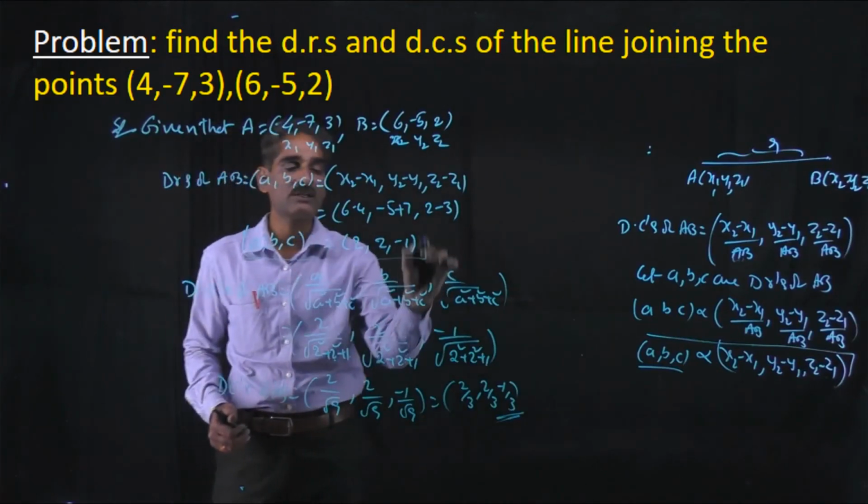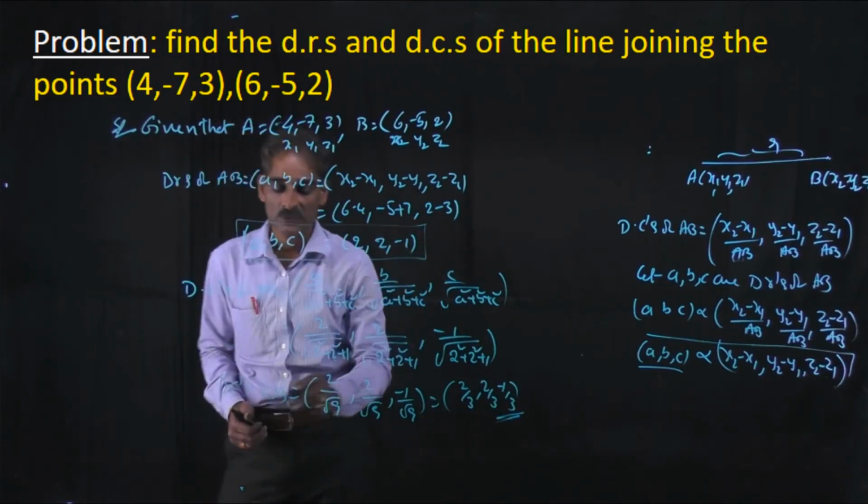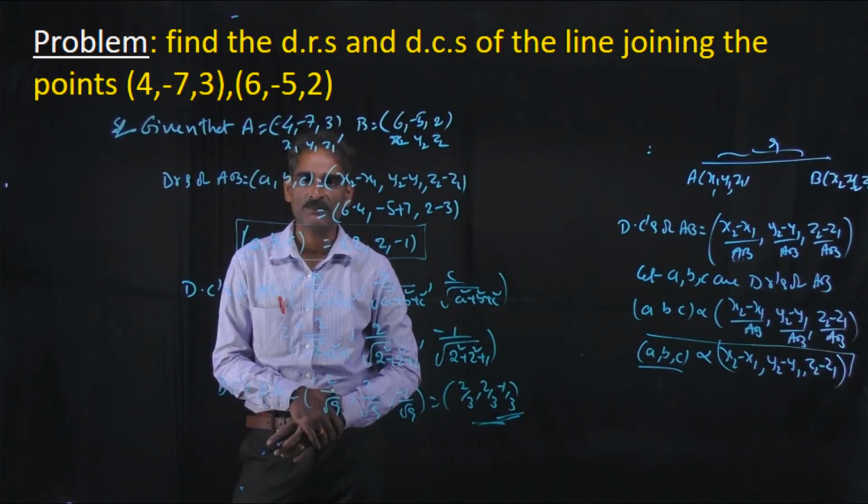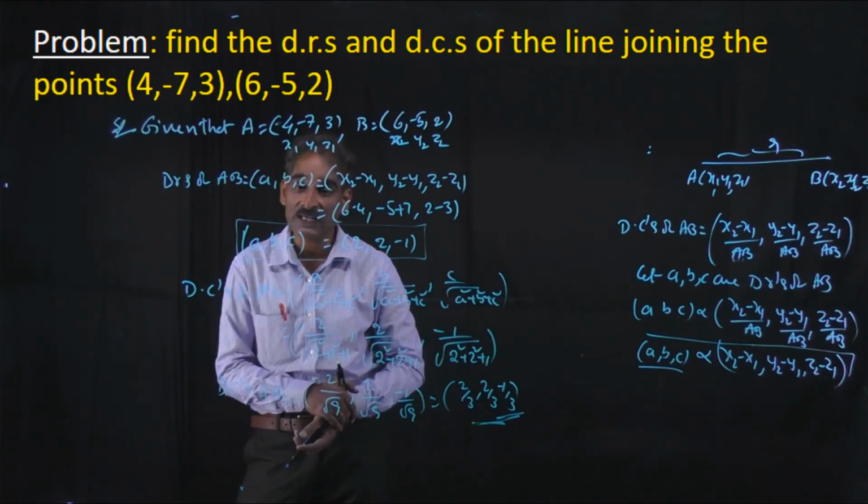DRs of the line equal 2, 2, minus 1. DCs of the line equal 2 by 3, 2 by 3, minus 1 by 3. This is how to find DRs and DCs.